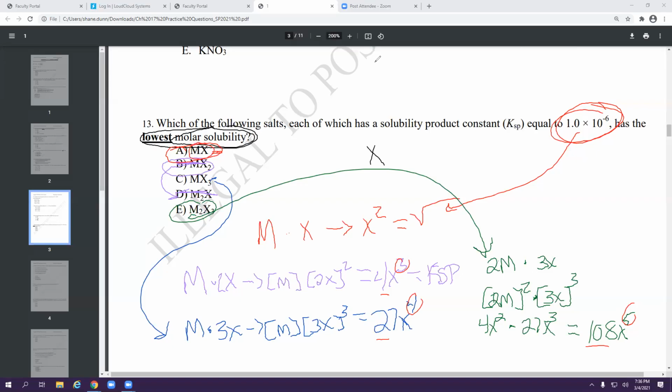Because how many of each do I have? One of each, right? I have 1m and 1x, right? So if I draw that out, concentration of M times the concentration of X, both basically technically the 1st power, right? It's going to be X times X or X squared. Does that make sense or no?